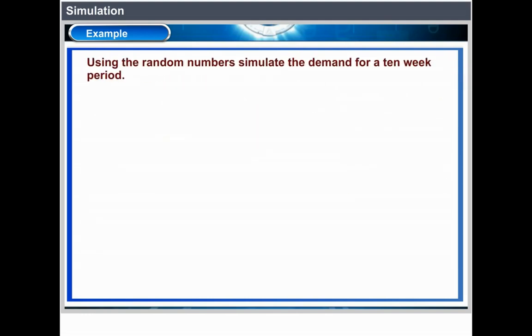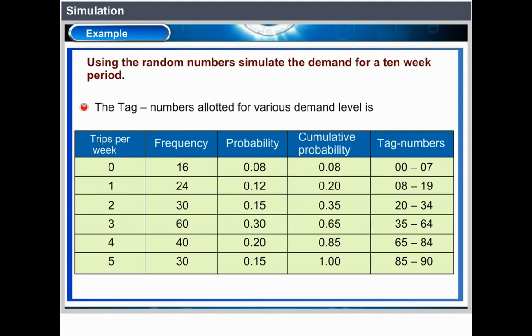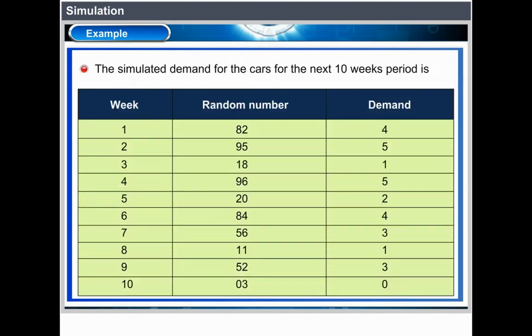Using the random numbers, simulate the demand for a 10-week period. The tag numbers allocated for the various demand levels are shown in the table. Using the table, we can clearly write the conclusion for this problem. The simulated demand for the cars for the next 10 weeks is shown in the table with 3 columns. The first column is named week, the second column is named random number, the third column is named demand.